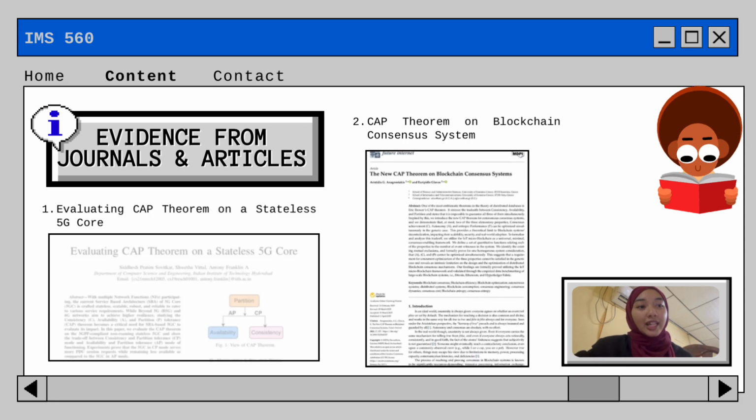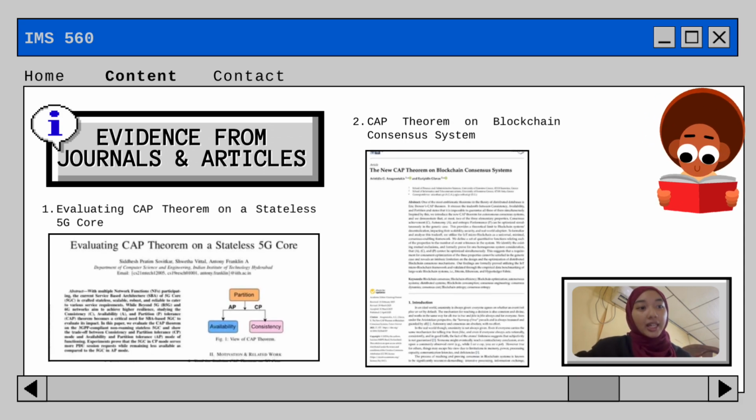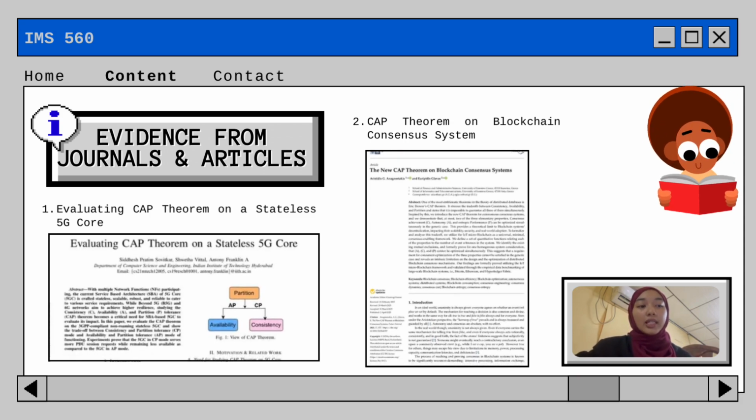Next is evidence from journals and articles. First, we found an article about evaluating the CAP theorem on a stateless 5G core, where the 5G core implements the CAP theorem in their system. Next is the CAP theorem on blockchain consensus systems, which is the same. They implement consistency and availability. The next article is Cryptocurrency Meets CAP Theorem, which is the same. They implement the CAP theorem. Next is deploying access control enforcement for law in the cloud age with the help of the CAP theorem.